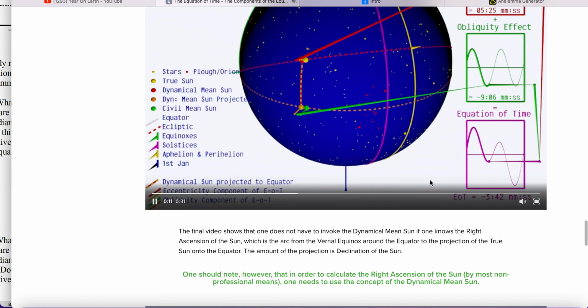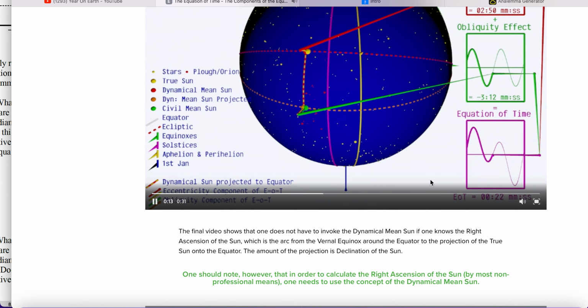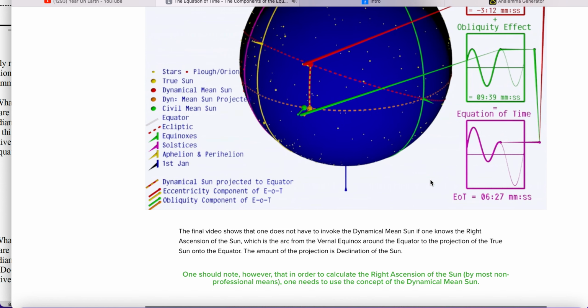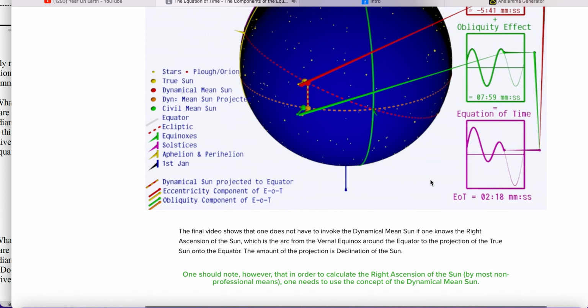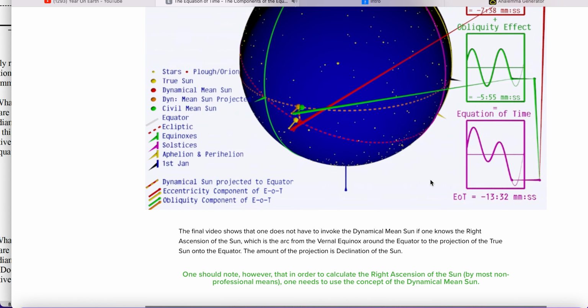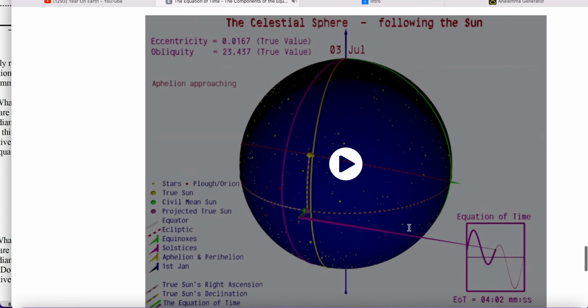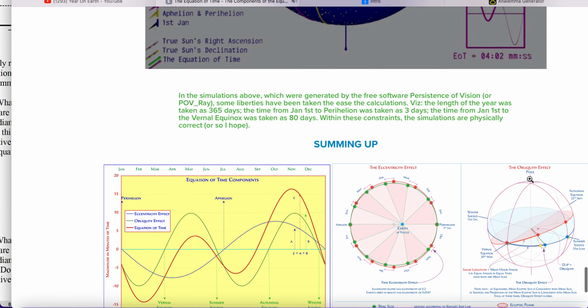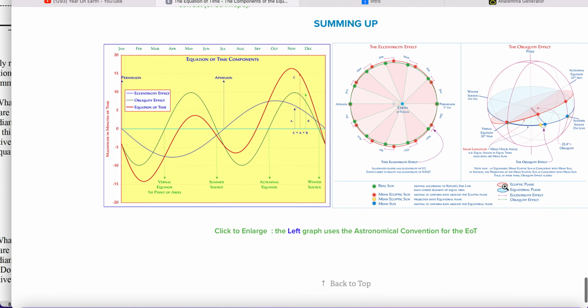Obliquity is hard to wrap your head around, but it has to do with the fact that the Earth is tilted, and because of that, the motion of the sun appears to be either more dramatic or less dramatic, depending on whether we're viewing it tilted back or tilted forward. Okay. And here is, again, everything in summary, showing the equation of time. Here are the figures that sum it all up.